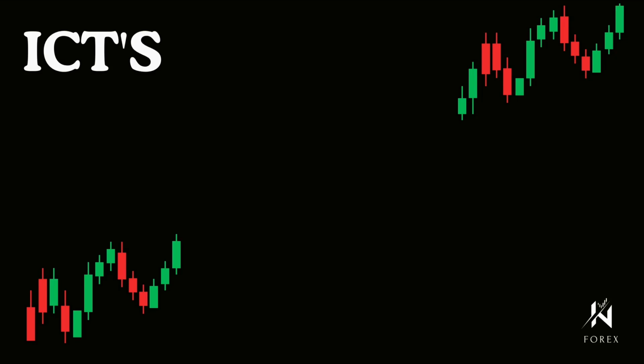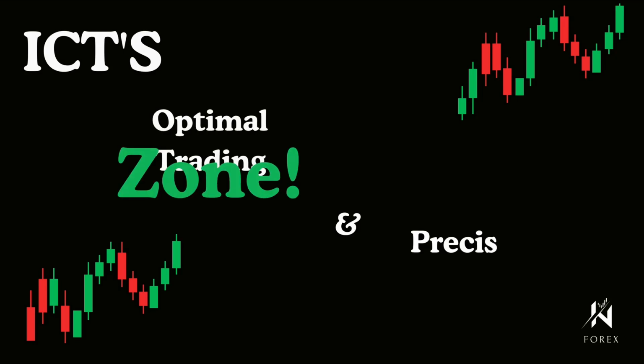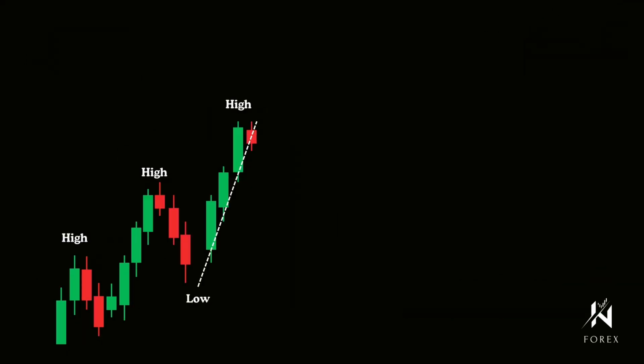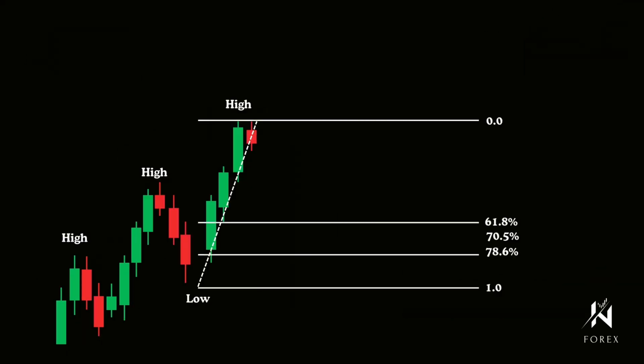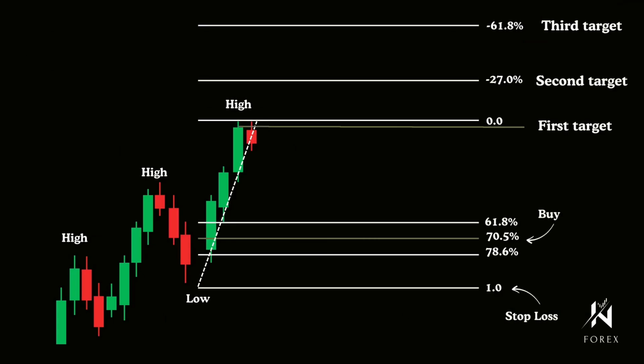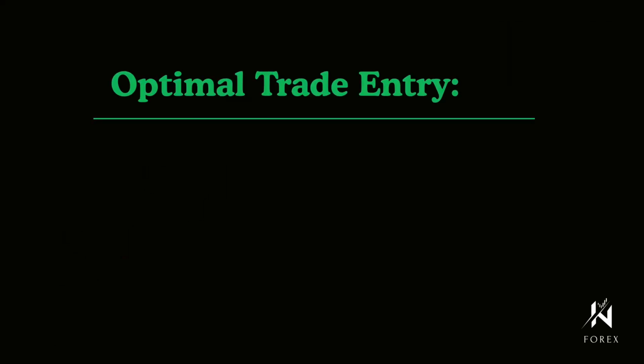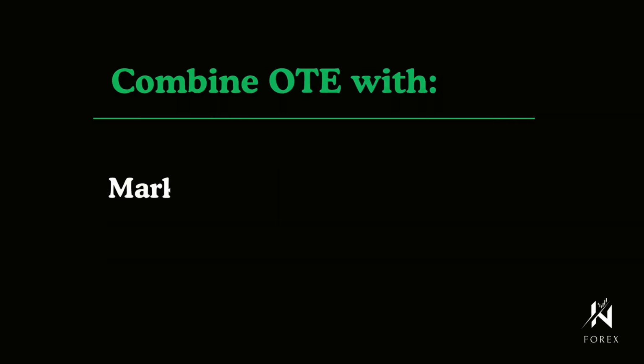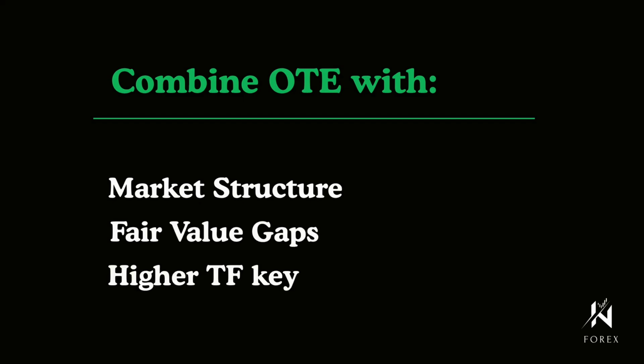Hey everyone, in this video we're diving into the concept of the optimal trading zone and precise trade entry, as outlined in ICT style strategies. This concept primarily depends on Fibonacci retracement zones and swing prices to identify the start of potential impulsive moves and outline probable targets. We've broken down this trading framework into three simple stages: the analysis phase, trade execution, and trade management. We'll show you how to merge this idea with market structure, fair value gaps, and higher time frame key levels to catch a high quality setup.